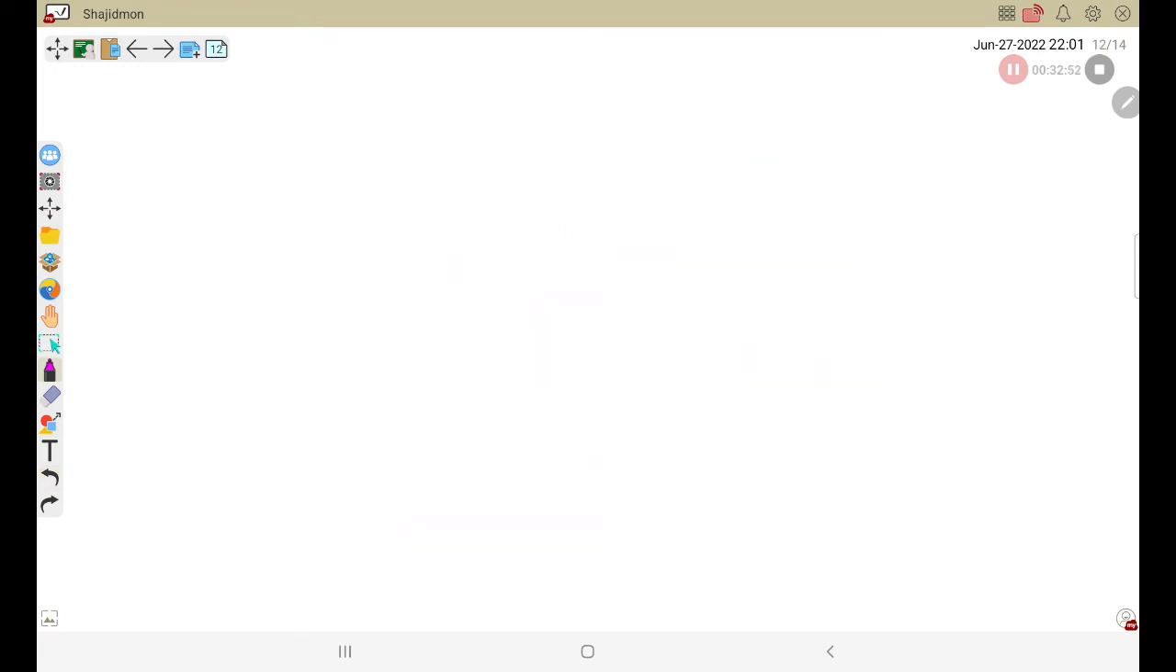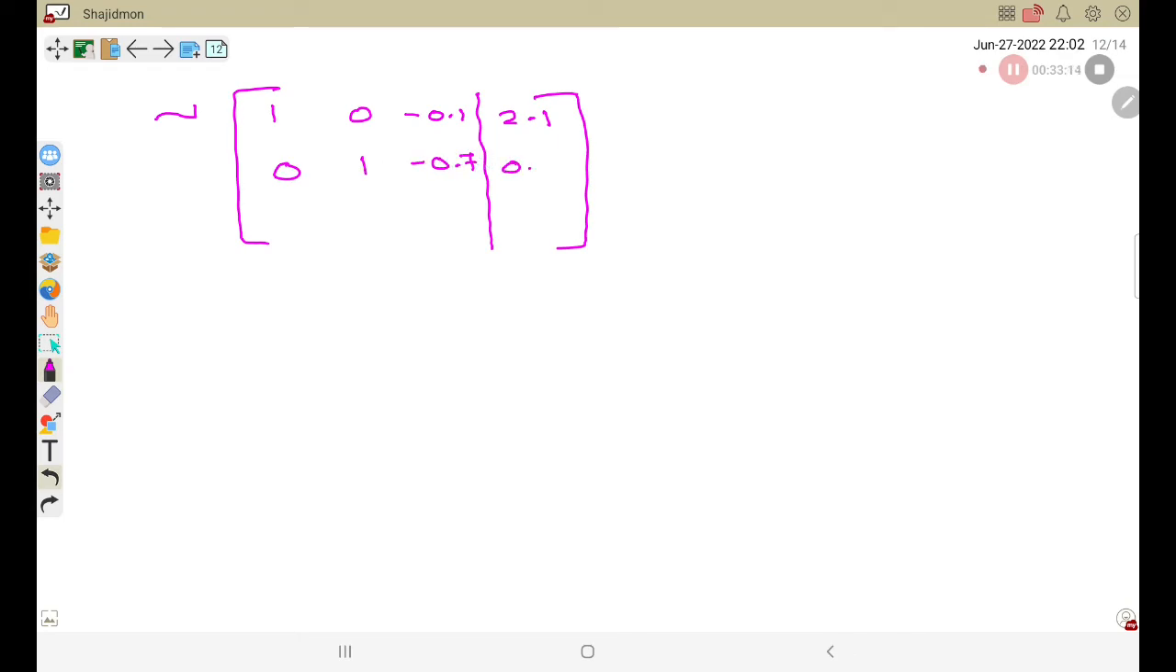Okay. So the equivalent matrix, when we are changing: First row no change, 1, 0, minus 0.1, 2.1. Second row no change, 0, 1, minus 0.7 and 0.7. Third row, the complete row we divide by minus 0.2. So we will get 0, 0, 1, minus 1.